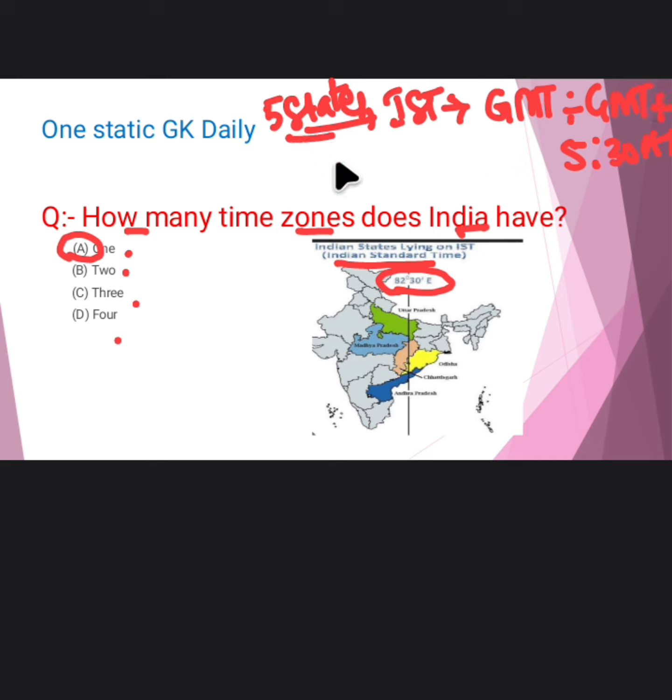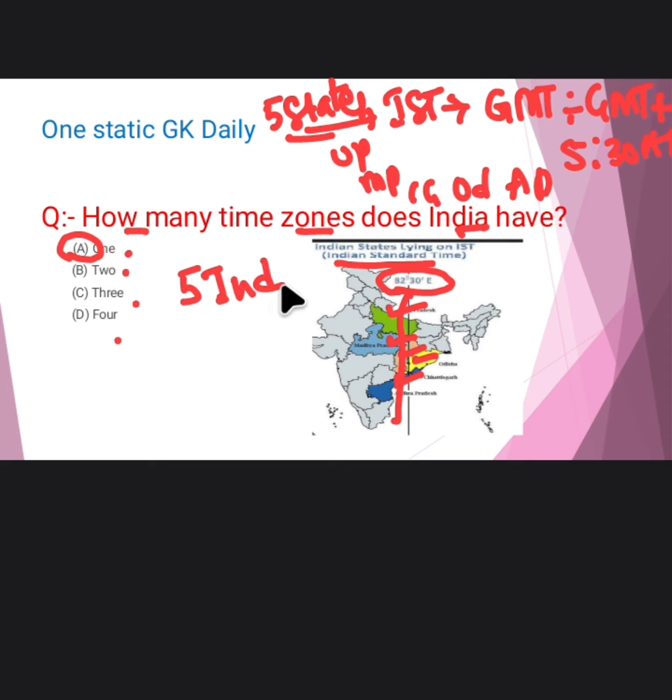What are these 5 states? Uttar Pradesh, Madhya Pradesh, Chhattisgarh, Odisha and Andhra Pradesh. As you can see in the map as well, Uttar Pradesh, Madhya Pradesh a bit, Chhattisgarh in the middle of it, Odisha to the west of Odisha, and Andhra Pradesh the northeastern portion of Andhra Pradesh. So IST was passing through these 5 Indian states.